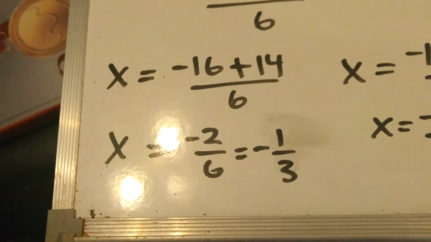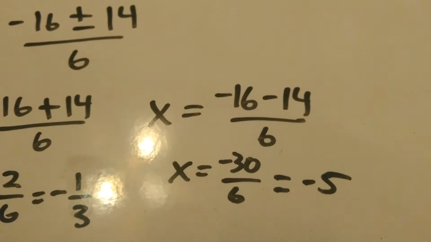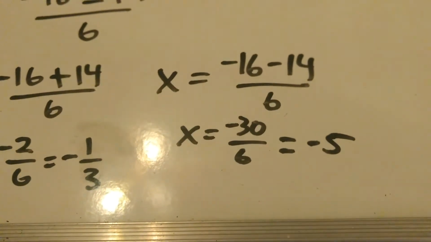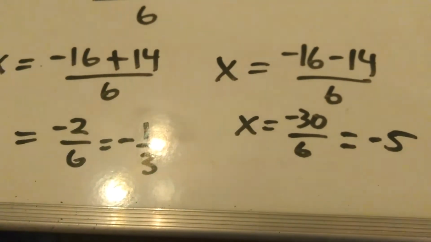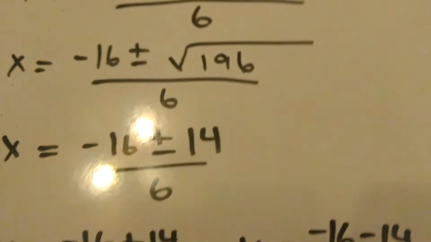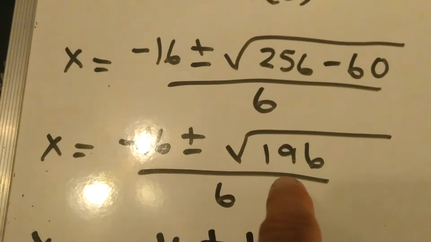There's one solution. Over here we get negative 16 minus 14 over 6, which gives us negative 30 over 6, which gives us negative 5. So here we have two solutions. We have two solutions because the discriminant, which was the b squared minus 4ac, was positive.